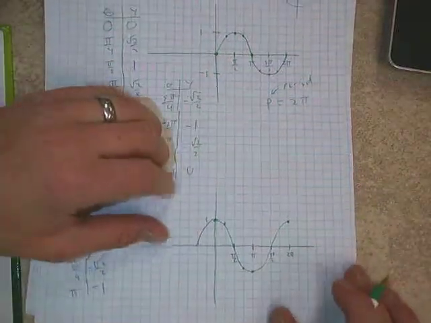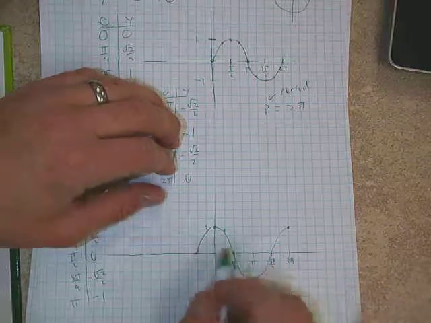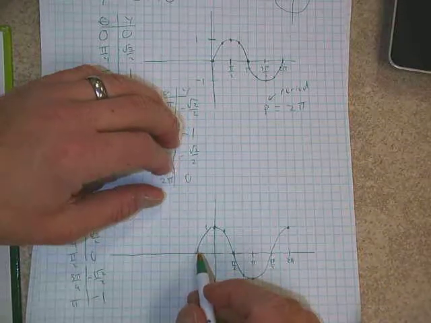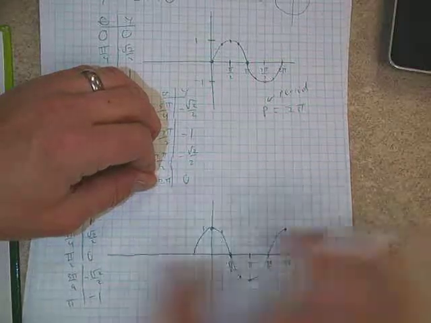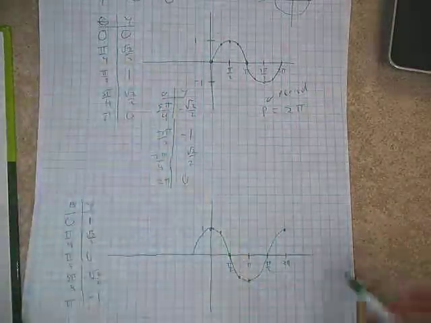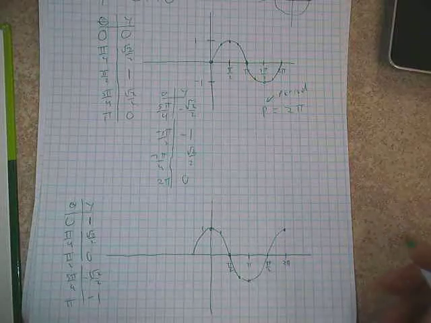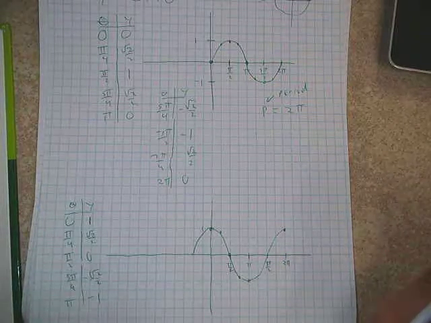Oh, the cosine is 2 to the left of the sine. 2 tick marks, which for us would be pi over 2. Okay. So the cosine is pi over 2 to the left of what the sine is, isn't it? Or could you say it the other way and say the sine is pi over 2 to the right of what the cosine is?